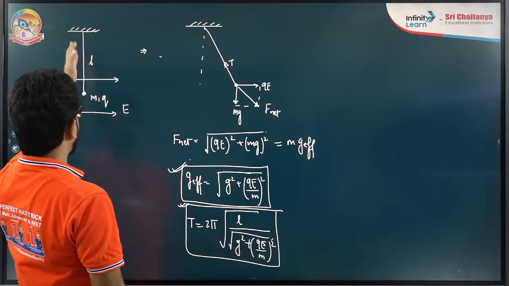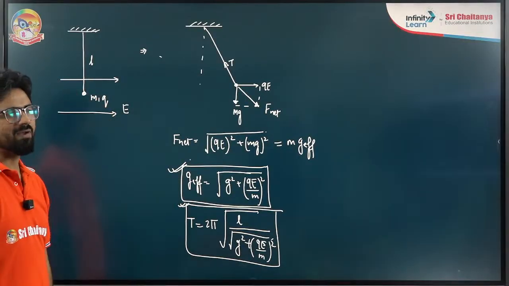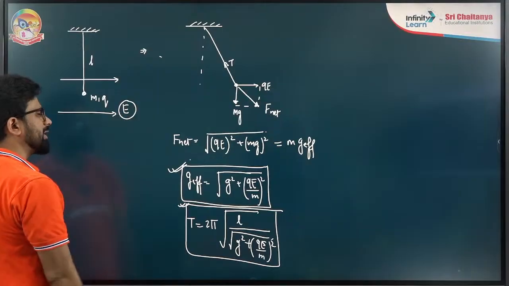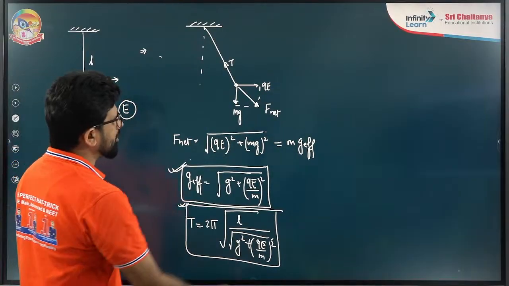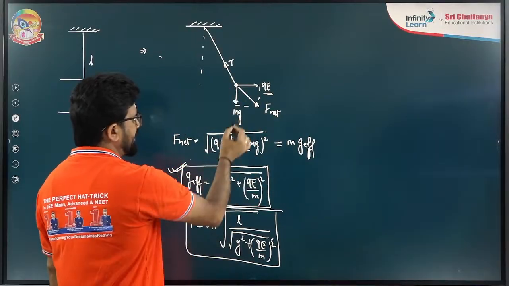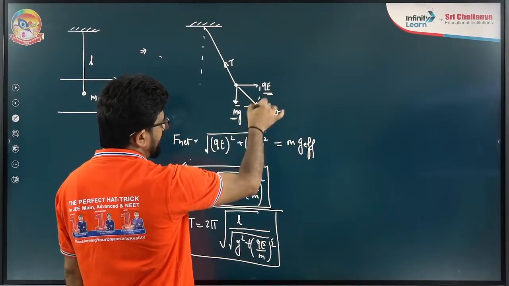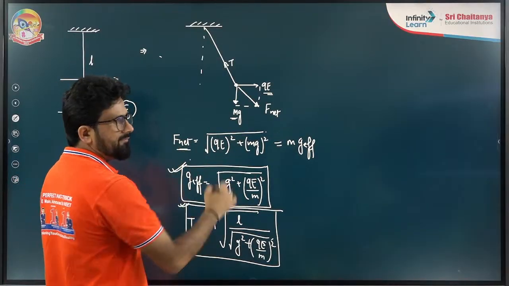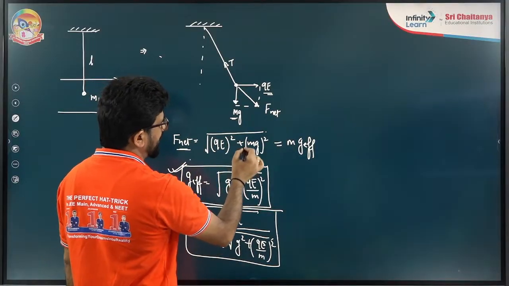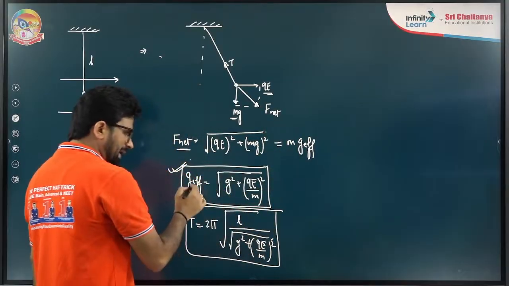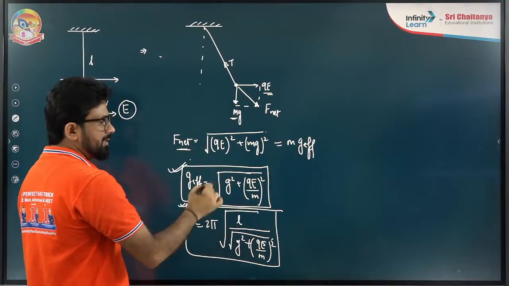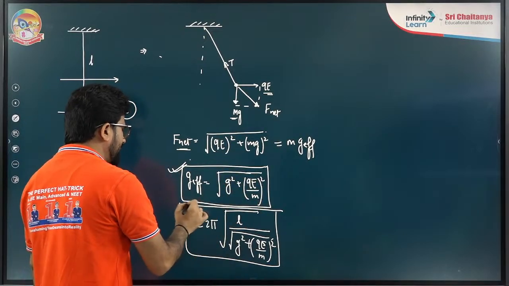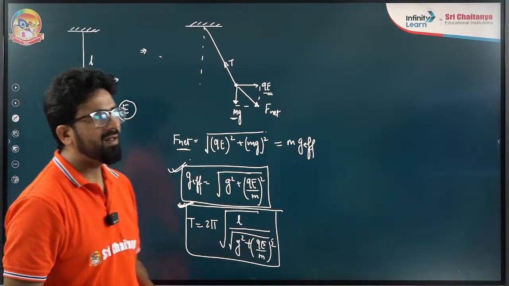That was one pendulum, and you are putting a horizontal electric field, that value we are putting as E. Using this E, there would be one horizontal force equal to qE, and the downward force is mg. Using this vector calculation, we can get the F net. F net is equal to the square root of qE whole square plus mg whole square, that is equal to m g effective, and g effective is equal to under root of g square plus qE by m whole square, and from that we get the time period. All this calculation we did in the last class.